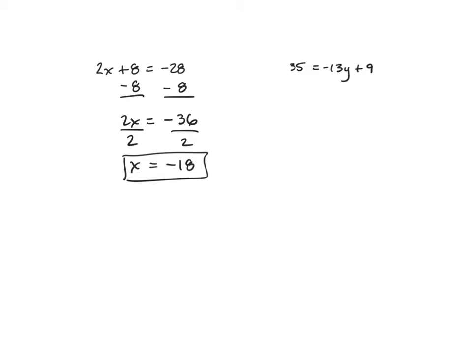So I've got my y on the right-hand side now, my variable's on the right. So I'm going to undo everything that's happening to the y. So I'll subtract 9 from both sides. And this will give me 26 equals negative 13y. And then I'm multiplying y by negative 13. So to undo that, I would divide by negative 13. And then I would get y equals negative 2.